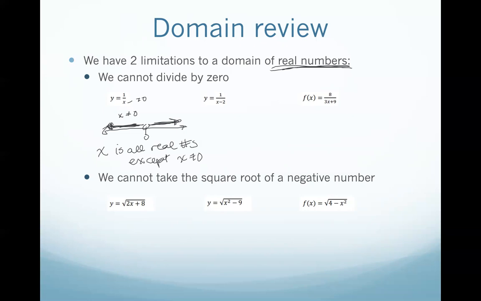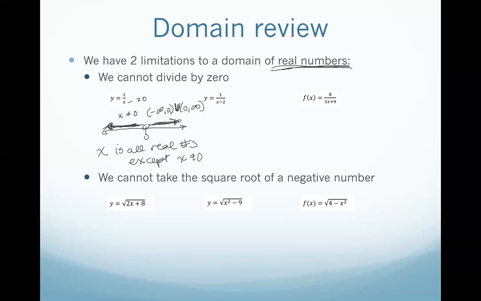Okay, if we wanted to write that as an interval, we could say from negative infinity to 0 and 0 to infinity. Everything except for 0. And remember, this is the union sign. Union goes between any intervals that we have that are connected, if there's a gap.